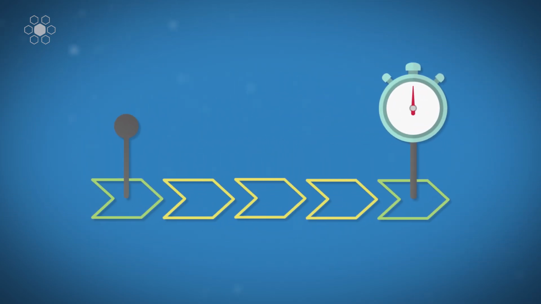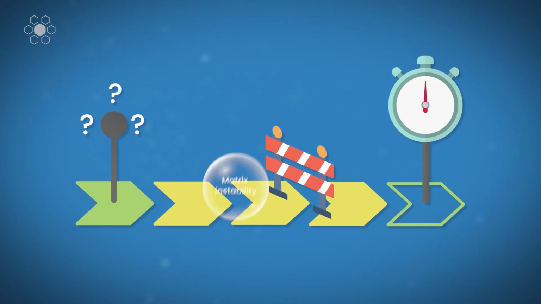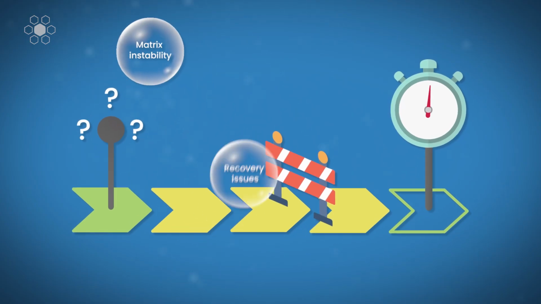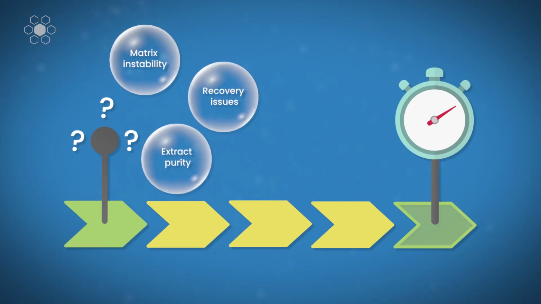Several elements must exist to create a rugged method for small molecule analysis. The evaluation of these factors at the beginning of a study enables the detection of matrix instability, recovery issues, and extract purity before they can impact study results.